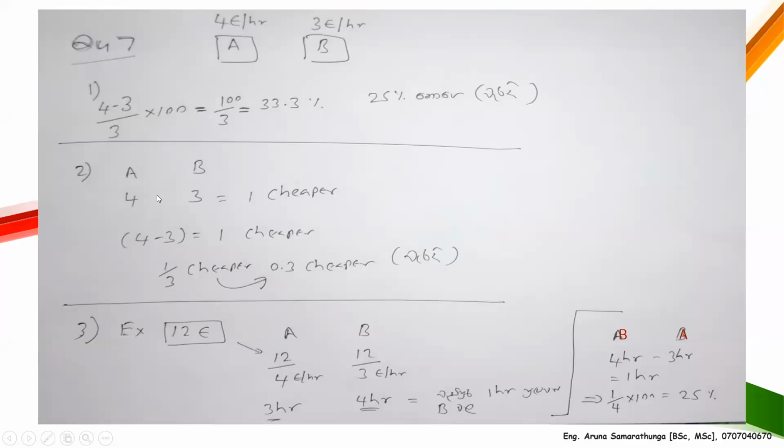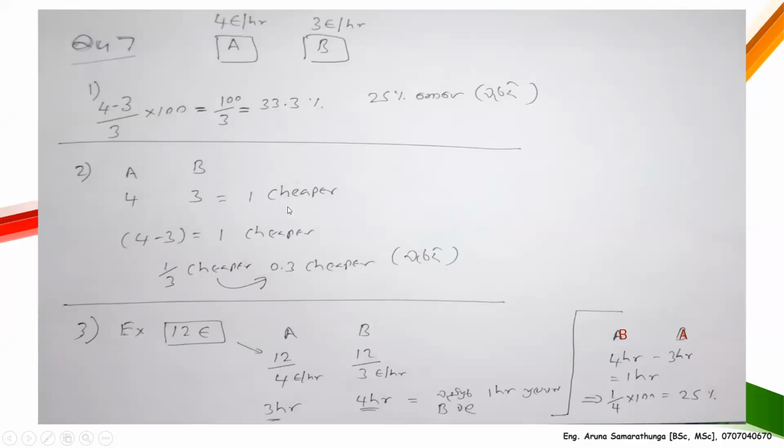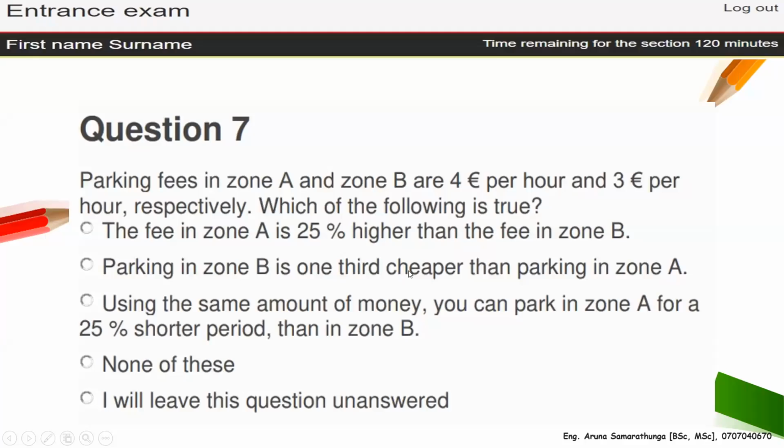So let's take the second one. The parking rate is 4 here and the parking rate is 3 here. So how much cheaper here? 1 euro cheaper. They told here that parking zone B is 1/3 cheaper. It's not 1/3, it's 1 euro cheaper. They told 1/3, so it's wrong.